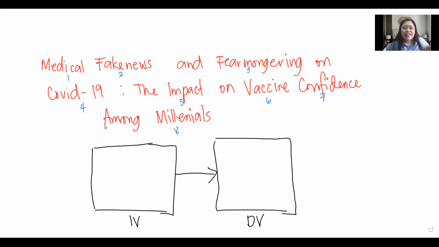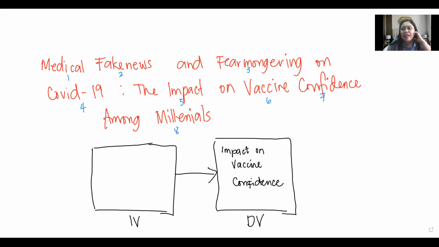Okay. Sige. The correct answer here is actually we will be writing the word impact. Kailangan ang word na impact din. Kaya mo man atong gina-measure ang impact niya on vaccine confidence. So that is our, again, dependent variable. That is our outcome variable.